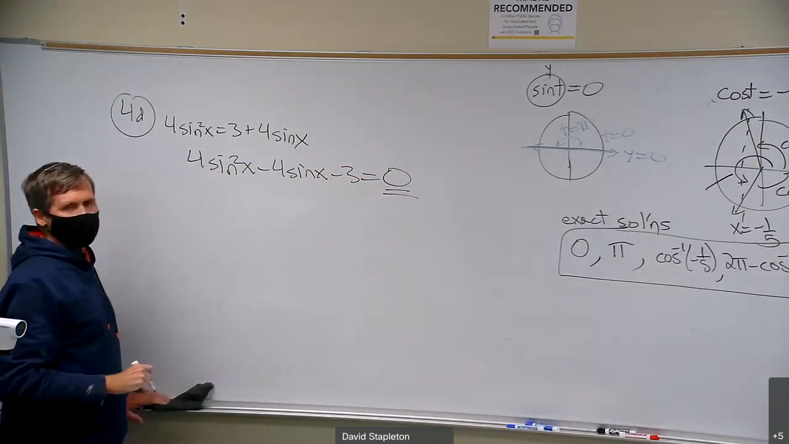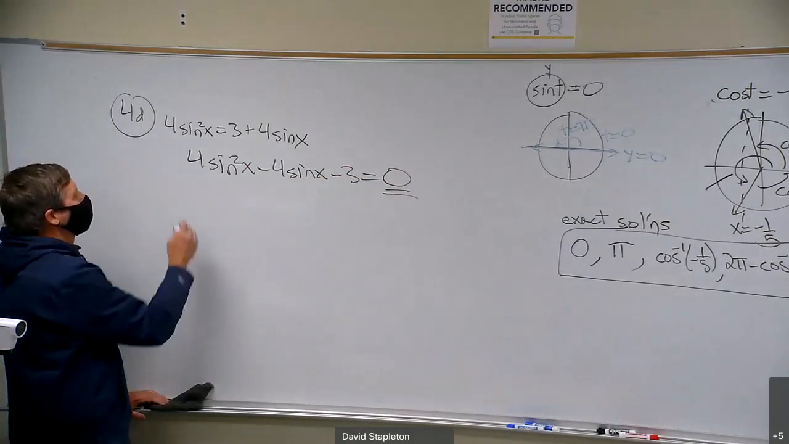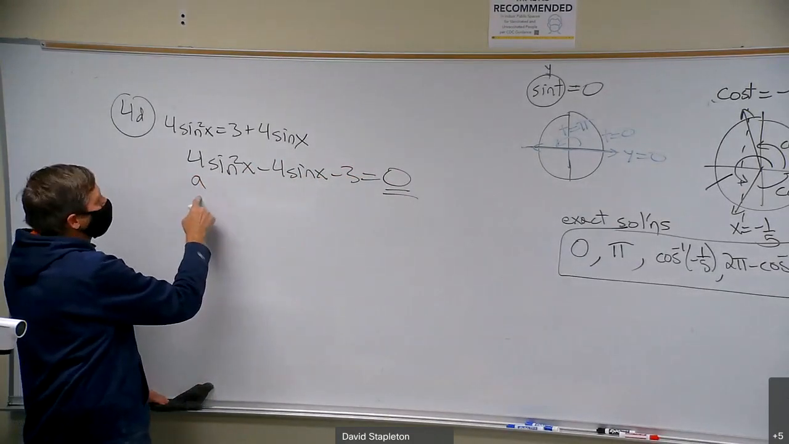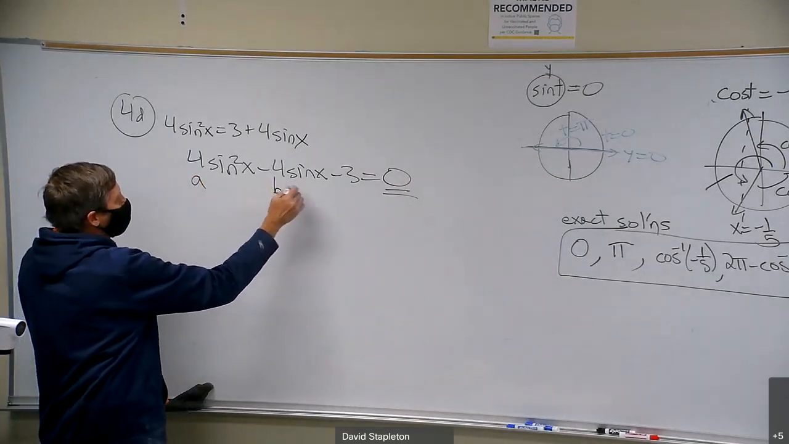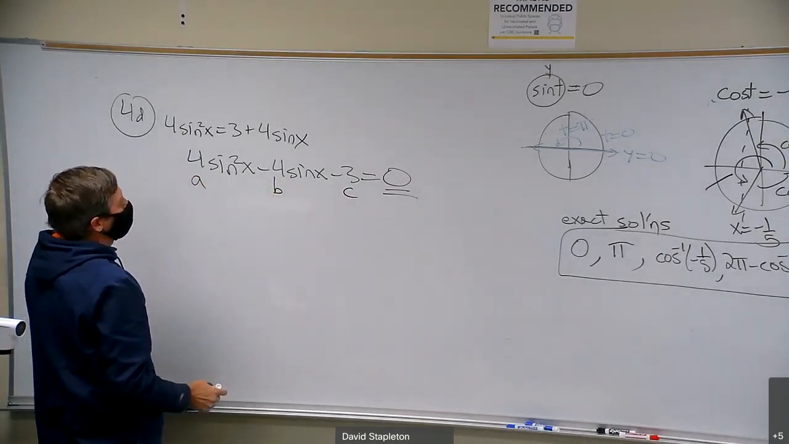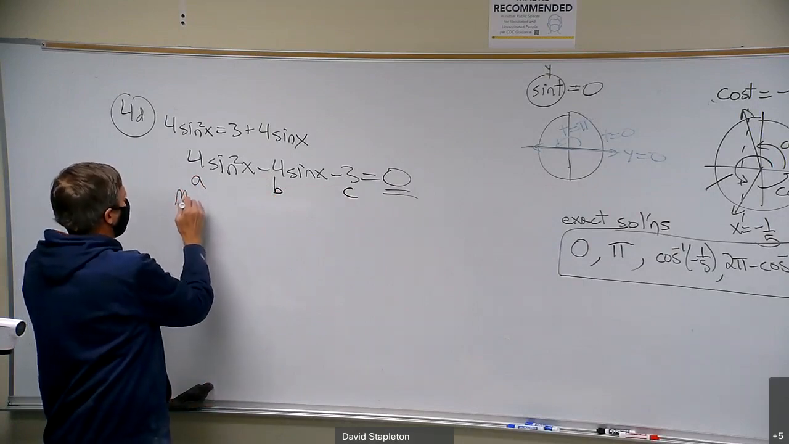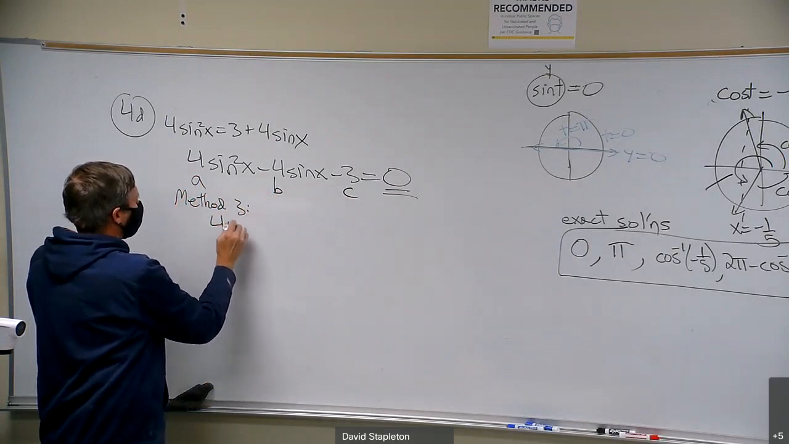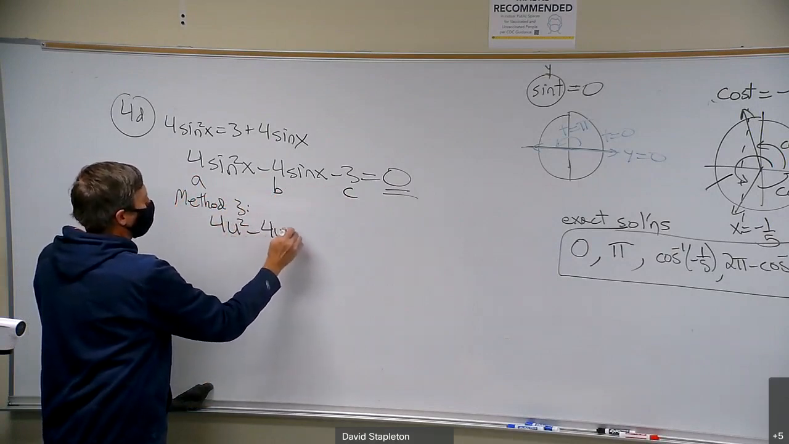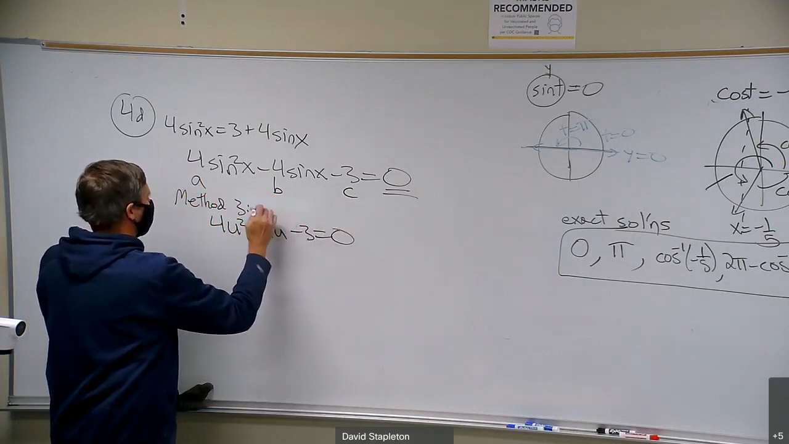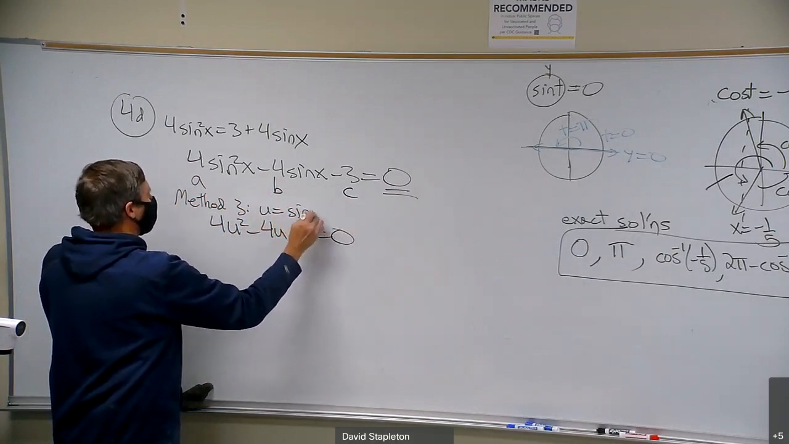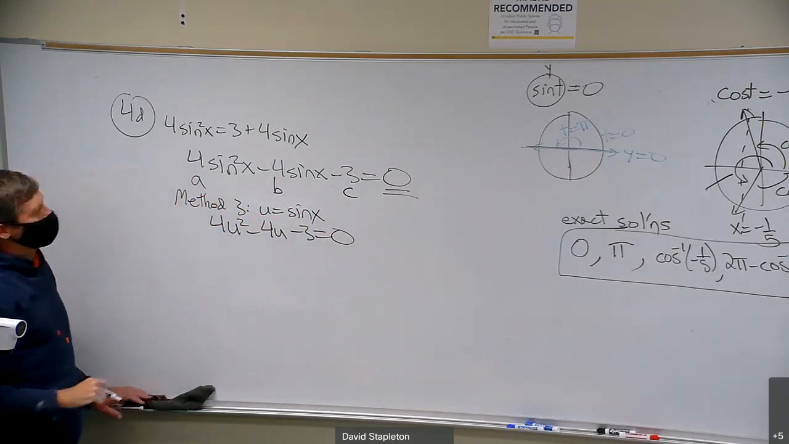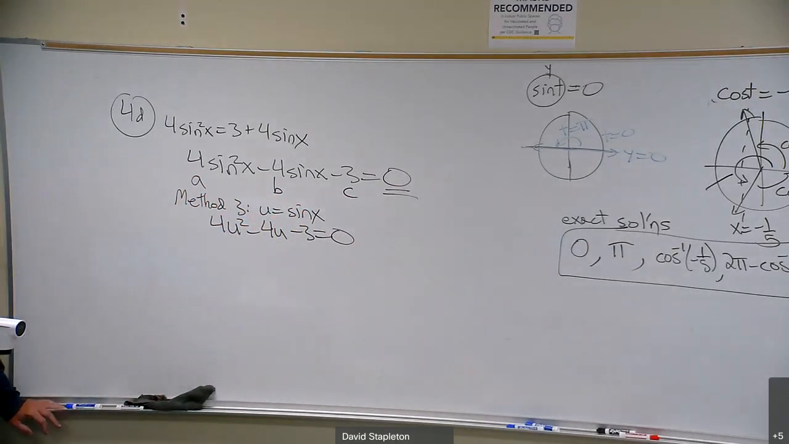Now, what kind of equation is it? a sine squared plus b sine plus c equals 0. It's a quadratic equation in sine. So for that, method 3, I put 4u squared minus 4u minus 3 equals 0 with u equals sine x. From the quadratic equation, I can try factoring or the quadratic formula. Which would be better?